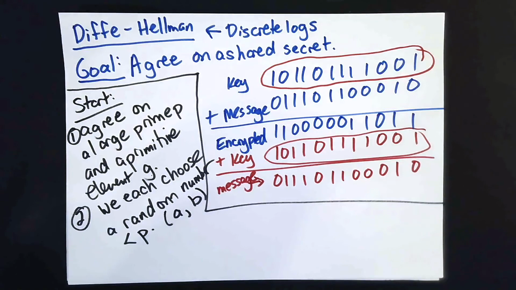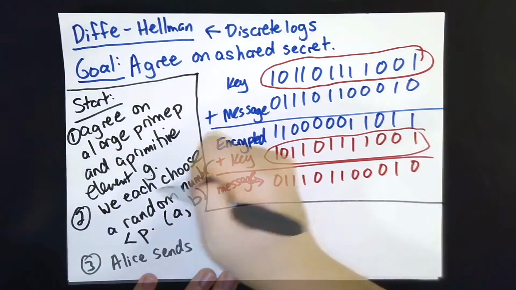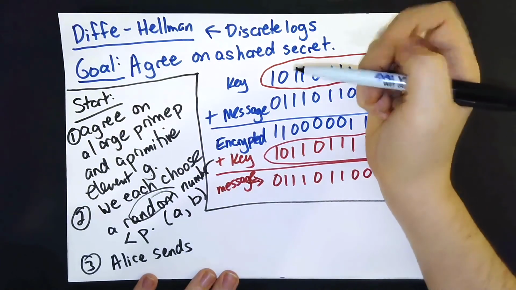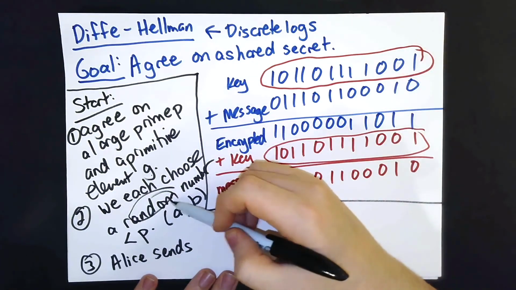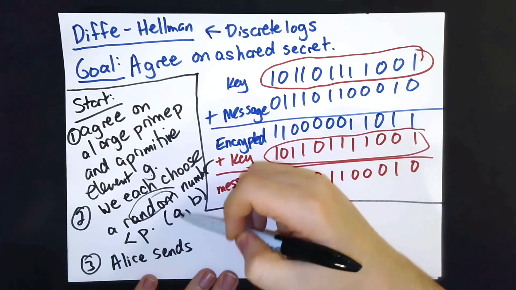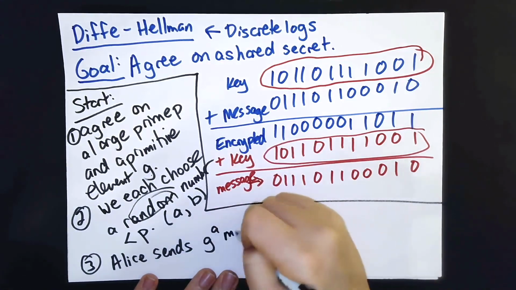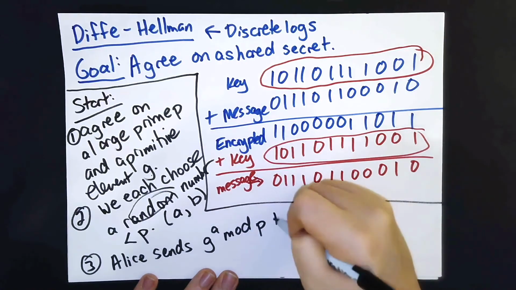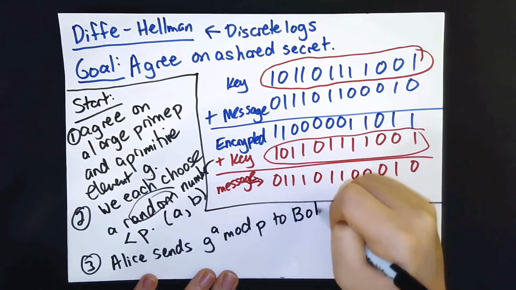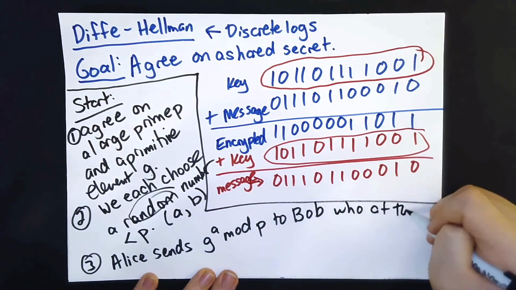Note A and B are huge numbers, because they're random numbers less than P. You don't have to interpret random super literally here. But they should be unguessable numbers, so they should be really large, giant numbers. So Alice sends G to this giant power mod P to Bob, which, note, Alice needs repeated squaring to do this, because otherwise she couldn't calculate this.